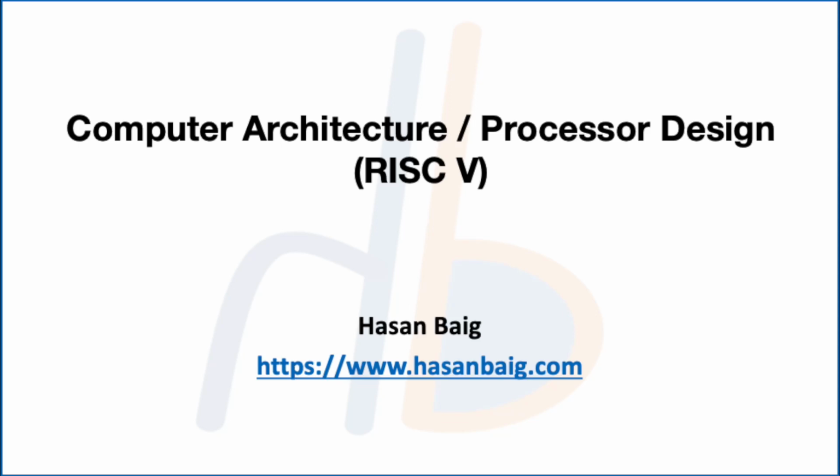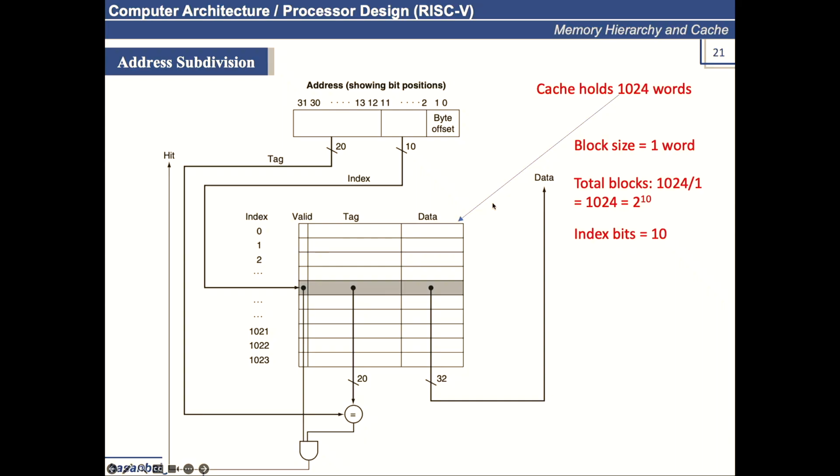We also briefly discussed this example. In this example, the cache size is given as 1024 words, and the size of the block in each cache location is 1 word. So first of all, how do you determine the total number of blocks in a cache? You take the total number of words in the cache divided by the block size. Here the block size is only 1. So the total number of blocks in a cache is 1024.